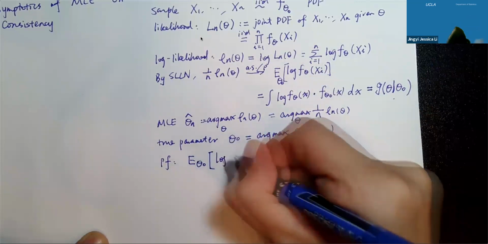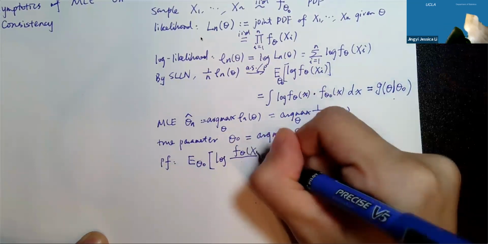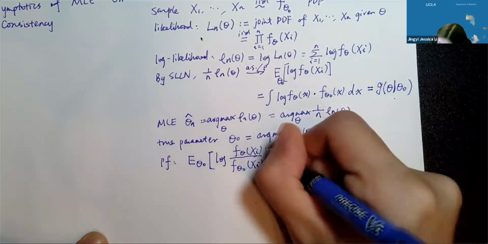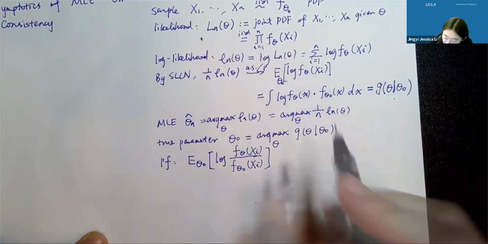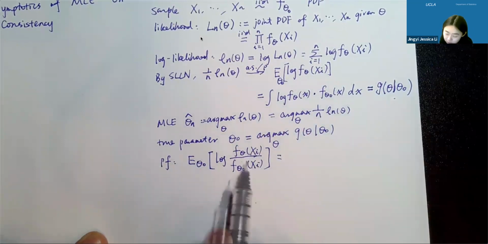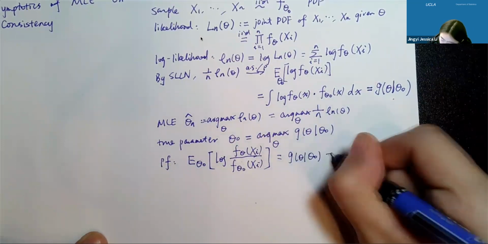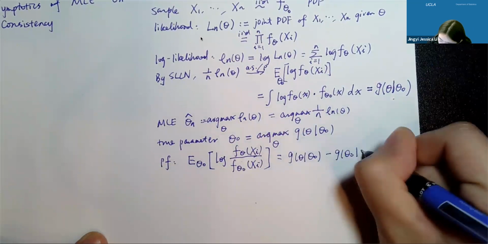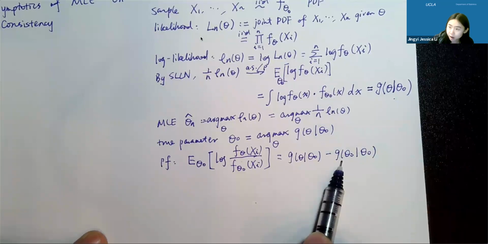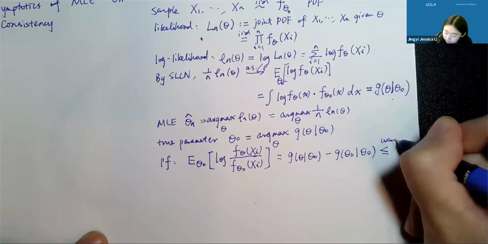log f theta xi, random variable, divided by f theta 0 xi. Okay, by definition, because a log ratio can be written as the difference of two logs, this is just g theta 0 minus g theta 0 theta 0. Okay, I want to show that this is non-positive. This is what I want to show.